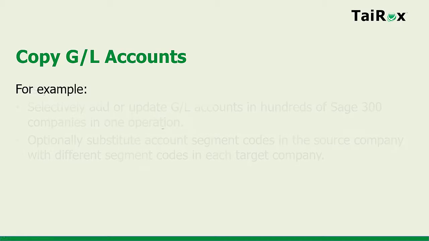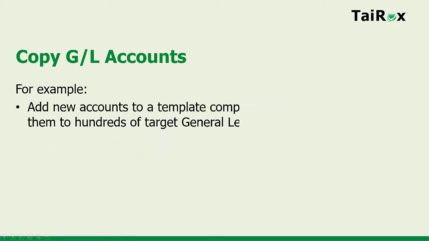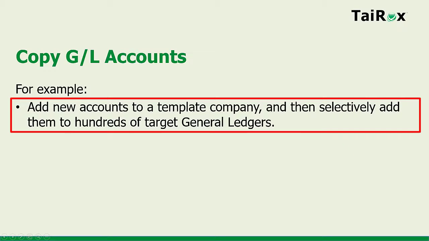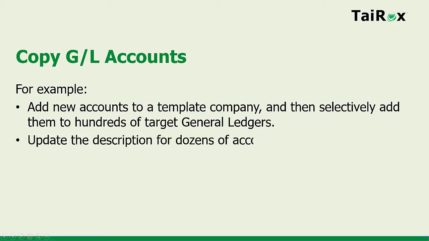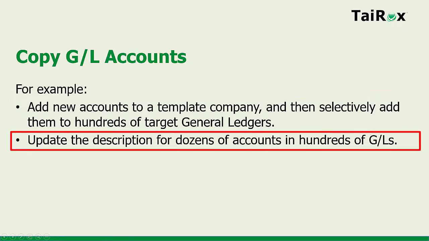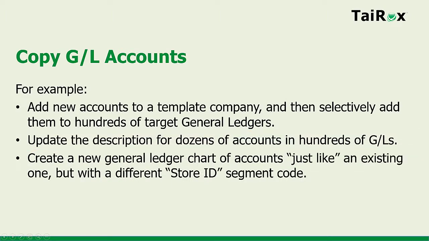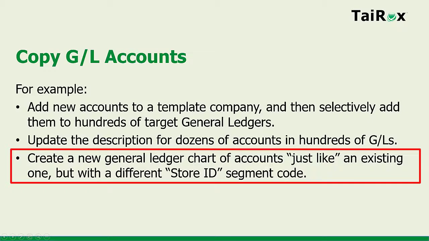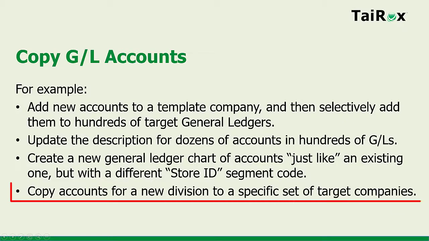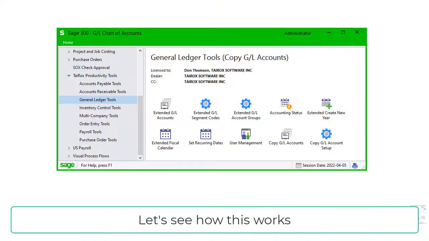For example, CopyGL Accounts lets you add new accounts to a template company and then selectively add them to hundreds of target general ledgers. You can update the description for dozens of existing accounts in hundreds of GLs, create a new general ledger chart of accounts just like an existing one, but with a different store ID segment code, or copy accounts for a new division to a specific set of target companies. Let's see how this works.